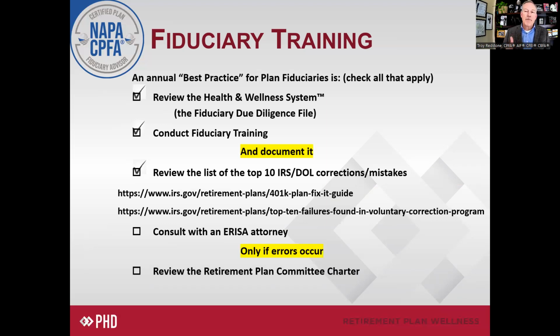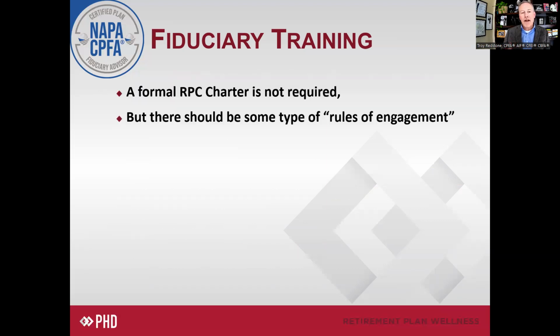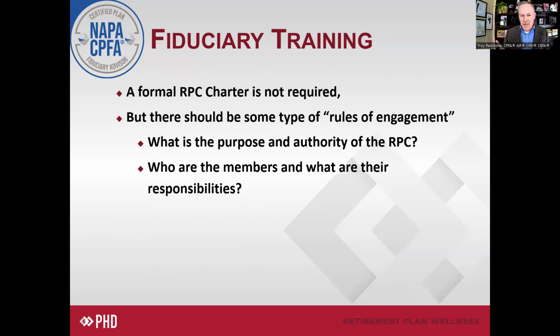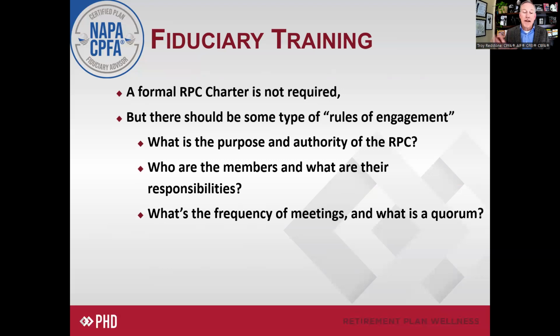What about reviewing the retirement plan committee charter? That actually is really considered to be a great annual best practice. Now, I will say this, you're not required to have a formal retirement plan committee charter. That's not required, but there should be some type of rules of engagement. So call it whatever you want to. We call it a committee charter, but you need to have something in place that determines what is the purpose and authority of the committee and who are the members of the committee. And even as importantly as anything else, what is the frequency of the meetings and what constitutes a quorum?